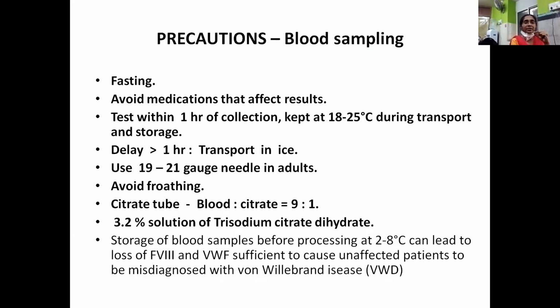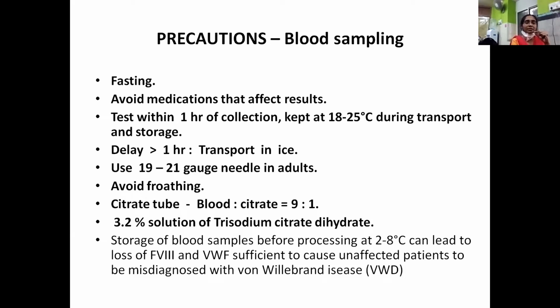After enlisting the chronic complications, we'll go to the lab diagnosis of hemophilia. Before going to the lab test, we should know there are certain precautions to take when we draw a sample. Ideally, blood sampling for these coagulation tests should be taken in a fasting state. We should avoid medications that can affect the results, like aspirin and NSAIDs. The most important fact is that all these tests should ideally be done within 1 hour of sample collection if kept at room temperature, that is 18 to 25 degrees. If you expect a delay of more than 1 hour, the sample should be stored or transported in ice.